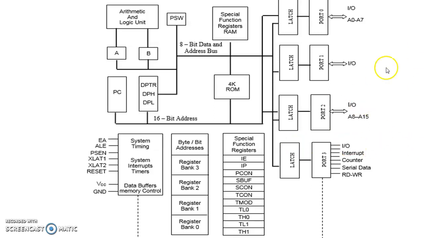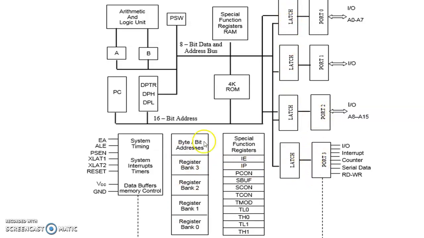It has 4 ports: port 0, port 1, port 2 and port 3. These ports are multifunction. Your port 0 is the A0 to A7 input output port, that is, address lines are there. Your A8 to A15 address lines are with your port 2. Latches are provided with all the ports.